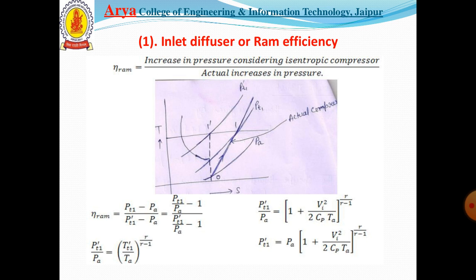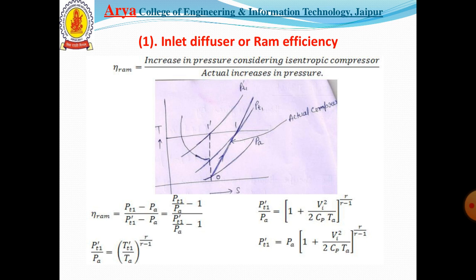Now the efficiency of the turbojet engine. First, the inlet diffuser or ram efficiency. In all the jet propulsion systems except the turboprop and rocket engine, the diffuser is used to convert part of the incoming kinetic energy of the air into static pressure rise. This process of increasing the pressure is similar to ram action.